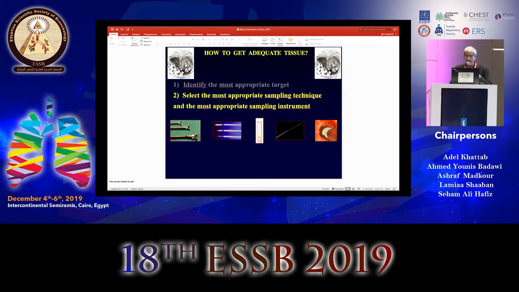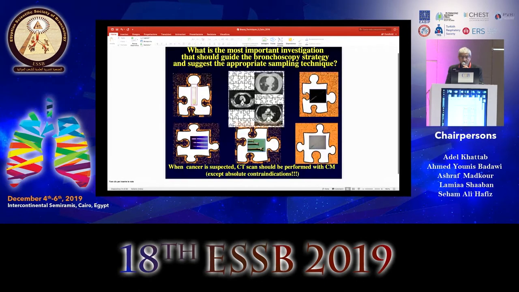The second step is to select the most appropriate sampling technique and the most appropriate sampling instrument. Who should guide you in deciding what is the most appropriate sampling instrument? The CT scan is necessary and can give you what, in my opinion, is the most important concept to define the strategy, the biopsy strategy.